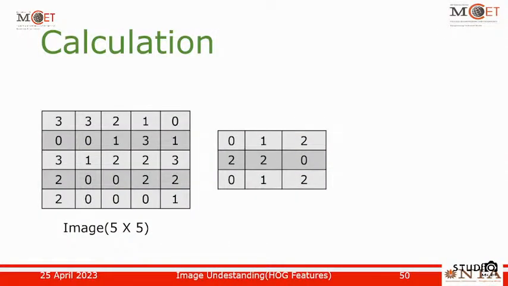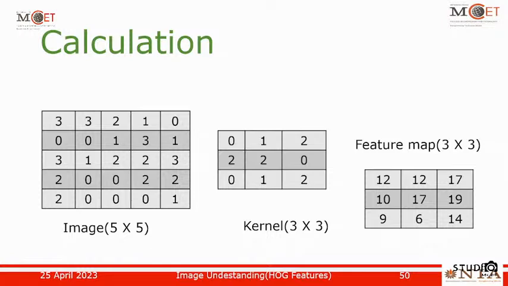Follow this. So they make the classification. What is my kernel? Kernel is here. The feature map will be produced. How am I getting it? By convolution.